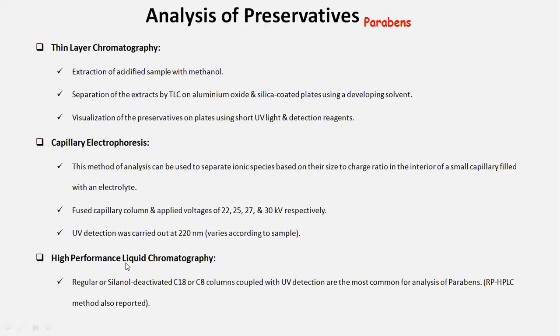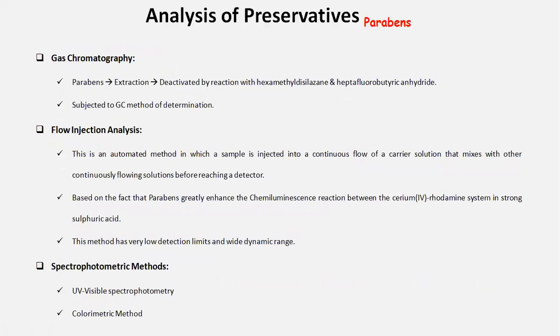Next one is high performance liquid chromatography. It's a separation technique, through which one can identify a preservative present in the given sample. In this, regular or silanol deactivated C18 or C8 columns coupled with UV detection are the most commonly employed instrumentation for analysis of parabens. Nowadays, reverse phase HPLC methods are also being reported numerously for analysis of preservatives. The next one is gas chromatography.